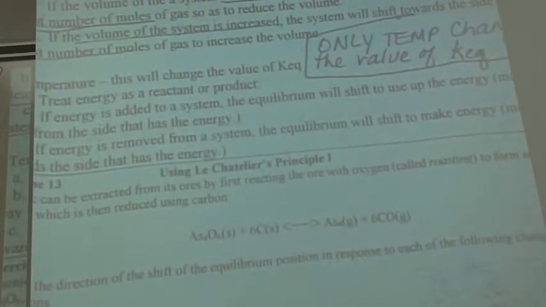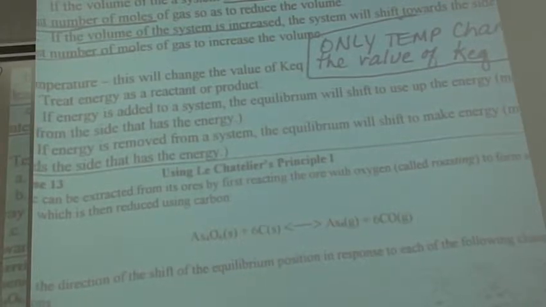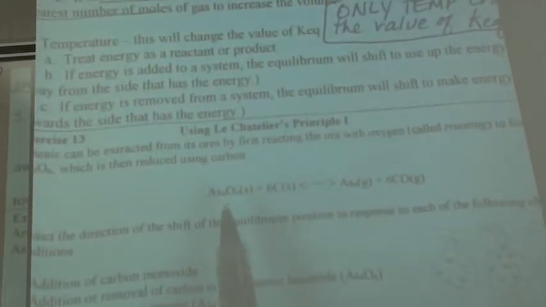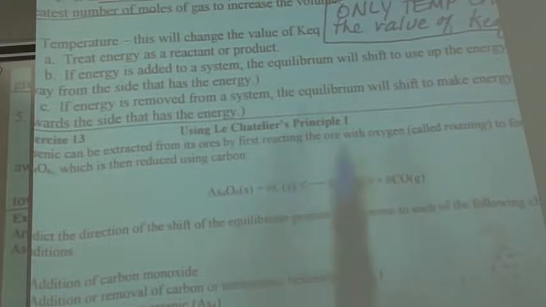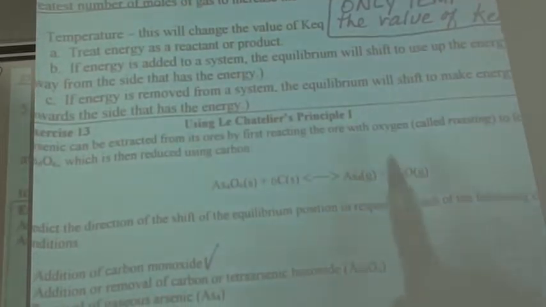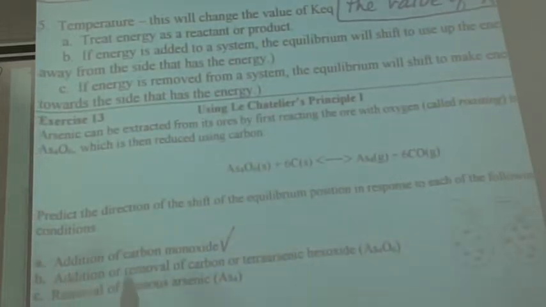Arsenic can be extracted from its ores by first reacting the ore with oxygen, which is called roasting, to form solid As4O6, which is then reduced using carbon. Here is the equilibrium reaction. Predict the direction of shift of equilibrium position in response to each of the following changes. You add carbon monoxide. Everybody should tell me that it would shift to the left. Okay. The addition or removal of carbon or tetraarsenic hexaoxide.